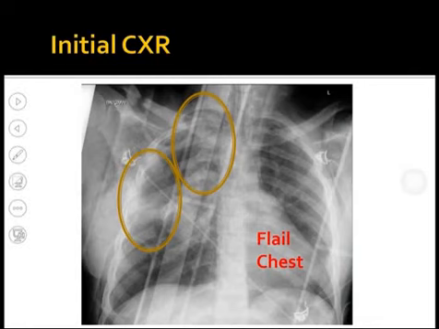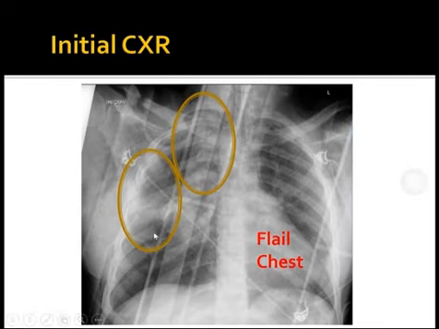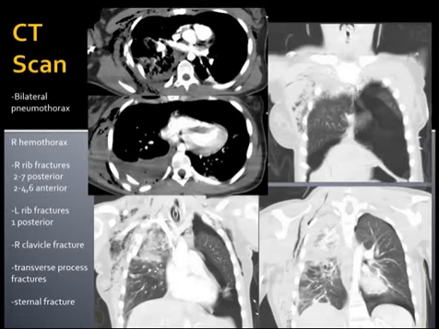This, I cheated and showed you already, is one flail segment. She had one on the other side posteriorly too, but you can see the ribs are fractured here, up, and then right here, down. So this segment of her chest wall moved independent of the rest. This is the spine board behind her. That's what you're seeing. And this is her images.